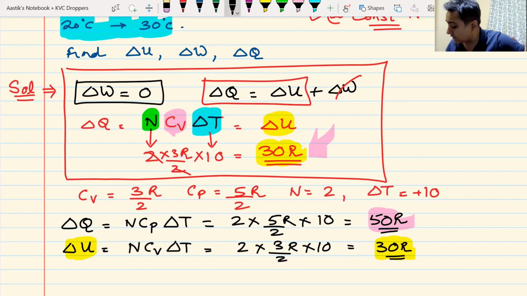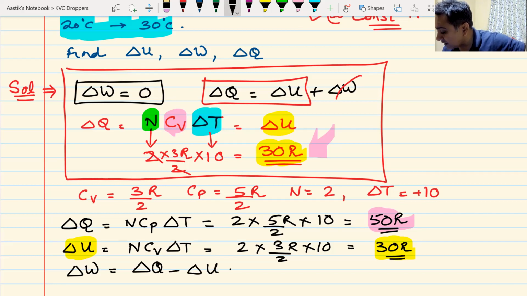To take this further, I will just find the value of work done. Now I can do it in different ways. And please listen to me very carefully how I'm doing it. I can do it from the first law of thermodynamics. I can write it as delta Q minus delta U. Do we all understand this? Please raise your hands and let me know that we understand this. Yes, delta Q minus delta U, just subtract delta U from delta Q and you will have your answer as 20R. Is everyone there with me?